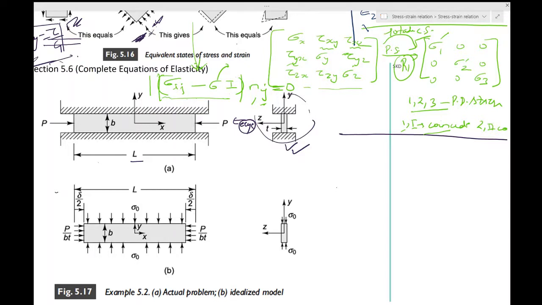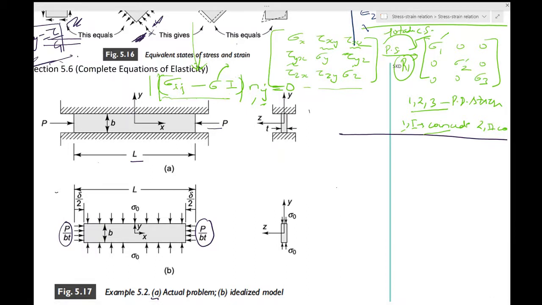So this is the A, which you see is the actual problem. We have discussed the dimensions, and then we always have an idealized model, so let's look at that idealized model. In the idealization, rather than having this force which acts like this, we assume there is a stress which acts like this. So P will be divided by the area, which is B into T, same over here.